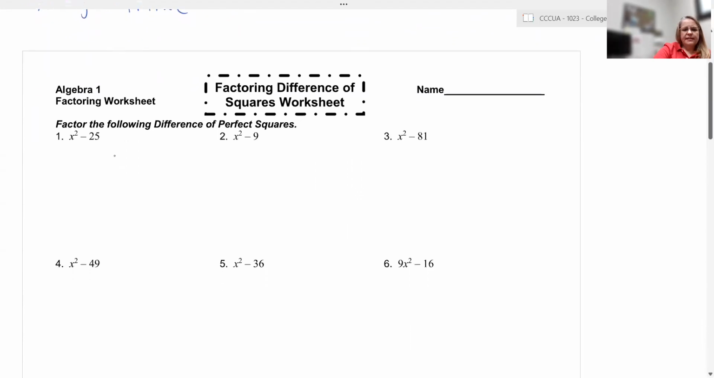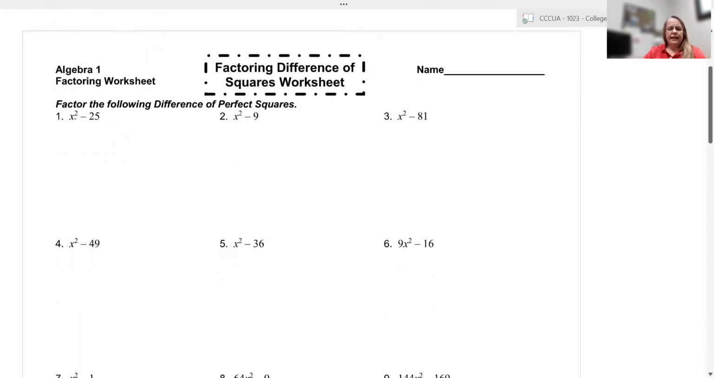So jumping into a couple of examples here. Looking at this first one, x squared minus 25. Sometimes it makes it a little easier if you rewrite your polynomial as something squared minus something squared. So 25 is the same thing as 5 squared. That way, when you jump down into your two sets of parentheses, bringing your plus and your minus, you bring one of your x's and then one of your fives, and you're done.